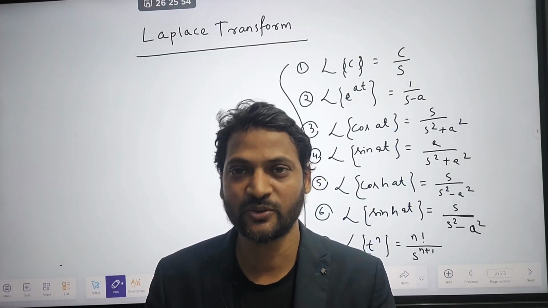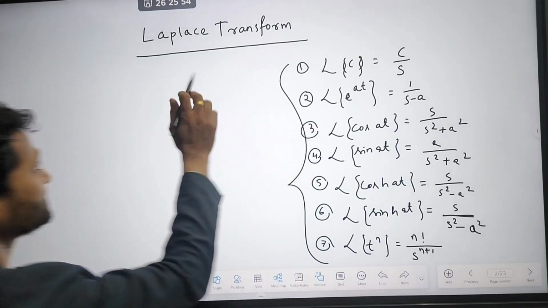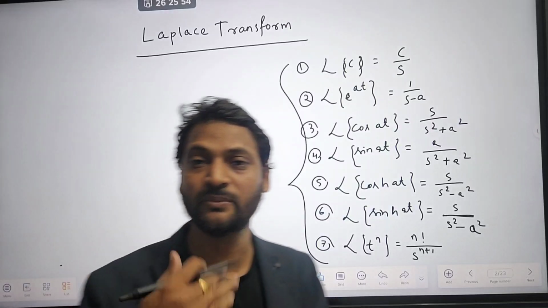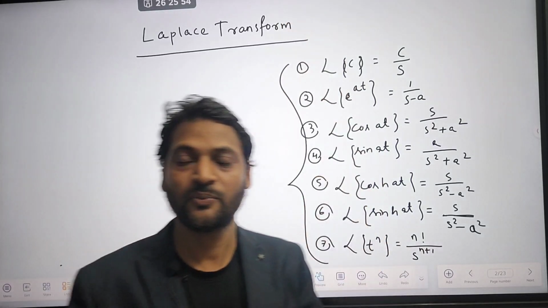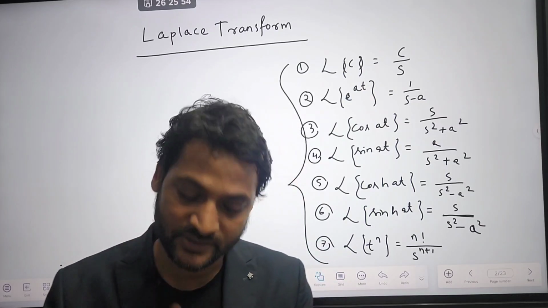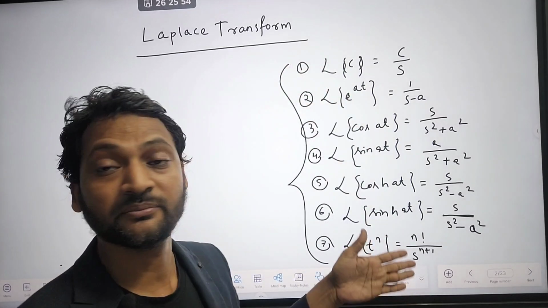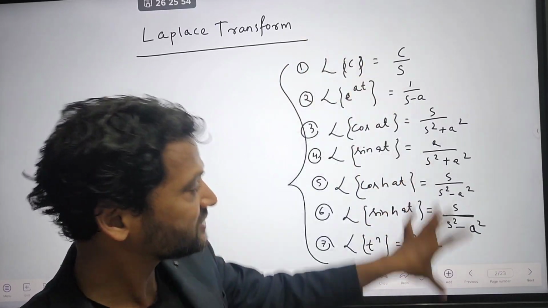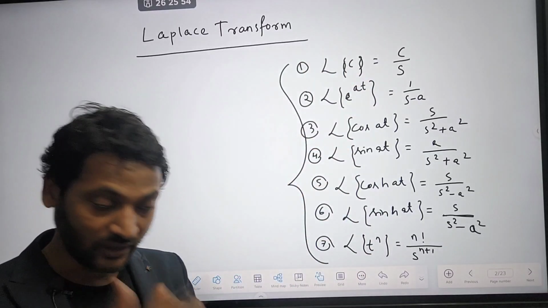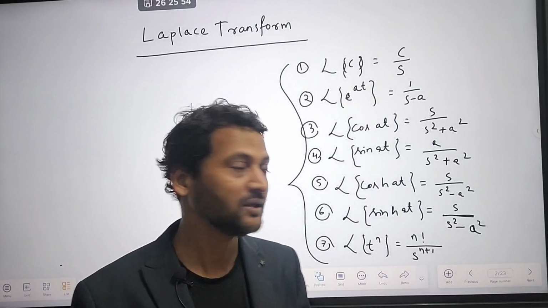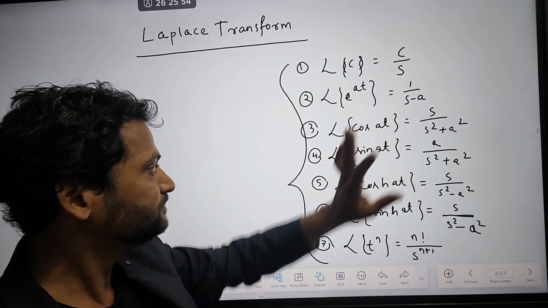So in this lecture, I will explain the basic concept of Laplace transformation, and there are some formulas we need to remember, basic 7 formulas at least. So I have mentioned them here. First we need to understand what is Laplace transformation, how the formula came. First we derive the formula, then it will be easy for you to remember and to implement in numericals. Okay? So we'll derive one by one.